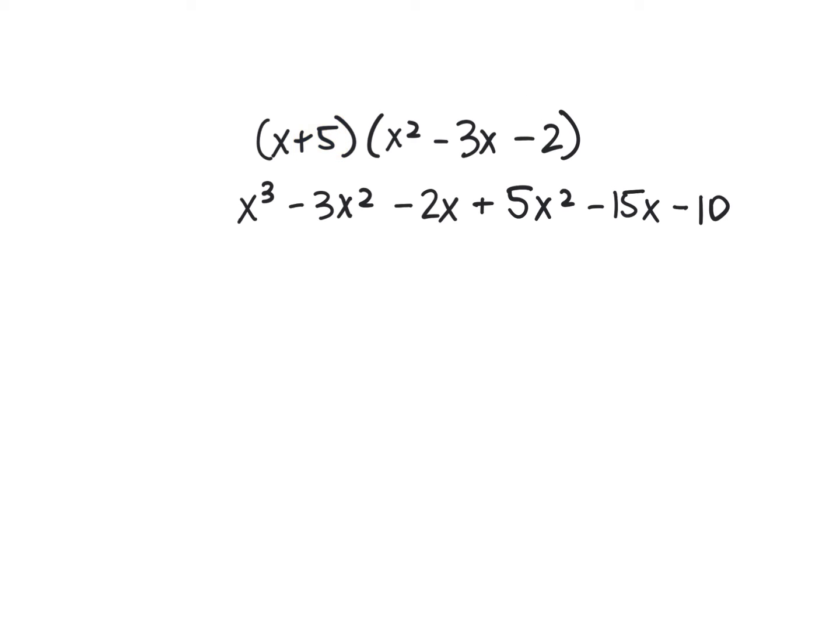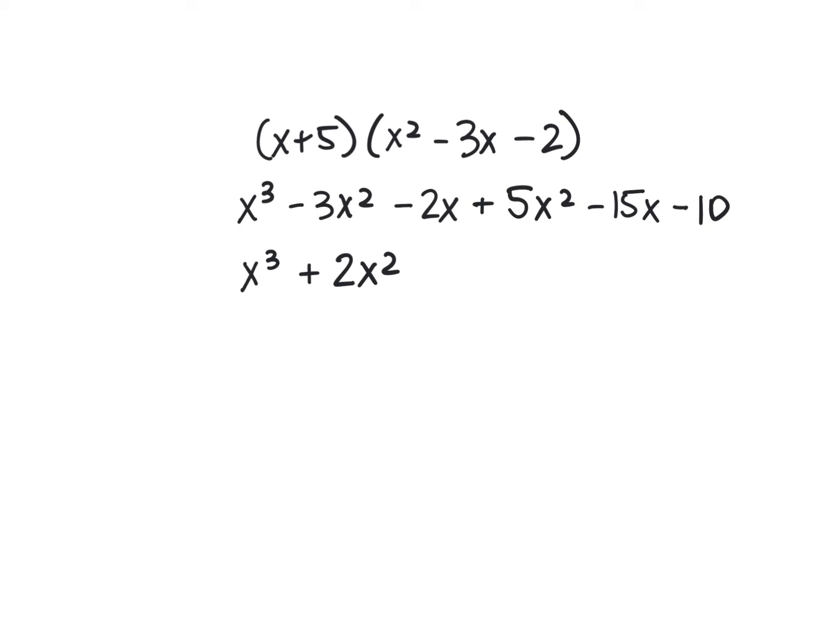Now we want to find some like terms. First, I'm going to look at anything that's an x cubed. I don't see any other x cubed, so x cubed is going to be by itself. Next, I want to find some x squared. I see I have two terms that are x squared, a negative 3x squared and a positive 5x squared, and together they combine to a positive 2x squared.